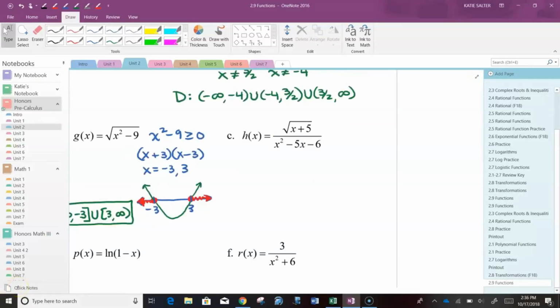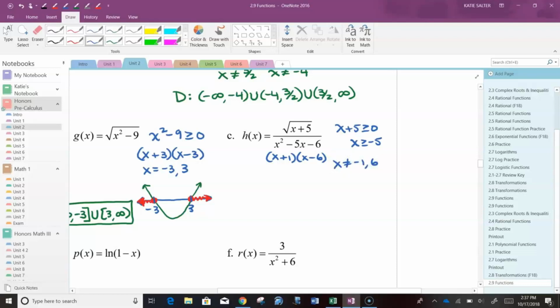Okay, looking at the next one, this is one where we have to apply the intersection of the domains. We have to find the domain of the numerator, the domain of the denominator, and then make sure our domain satisfies both of them. So in the numerator, we have a square root. Therefore, x must be greater than or equal to negative 5. In the denominator, we know that the values of x that would make the denominator equal to 0 are not included in our domain. So we'd factor the denominator, which gives us x plus 1, x minus 6, and therefore we know that x cannot equal negative 1 or positive 6.